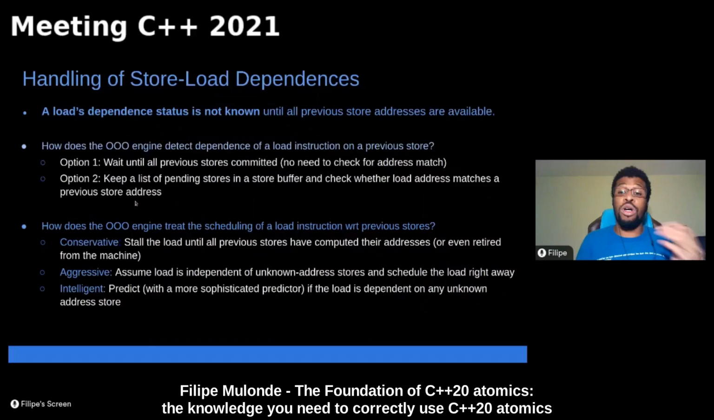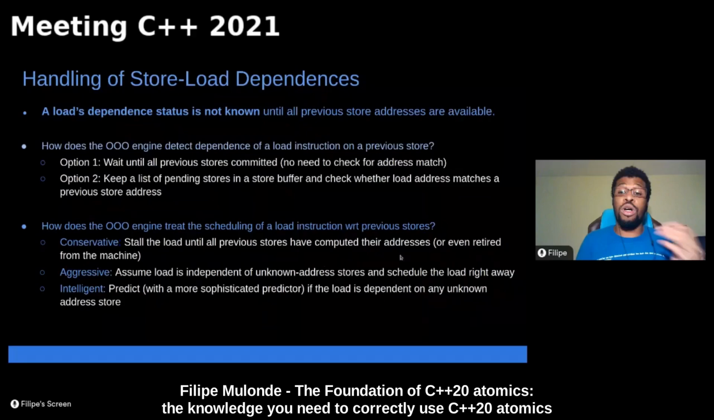So another question is, how does the out of order engine treat the scheduling of a load instruction with regards to previous stores? And we have 3 approaches here. The first is the conservative approach. We can stall the load until our previous stores have computed their address or even retired from the machine. This is also not good for performance. And the second approach is the aggressive approach. And here we assume that a load is independent of unknown address stores, and we schedule the loads right away.